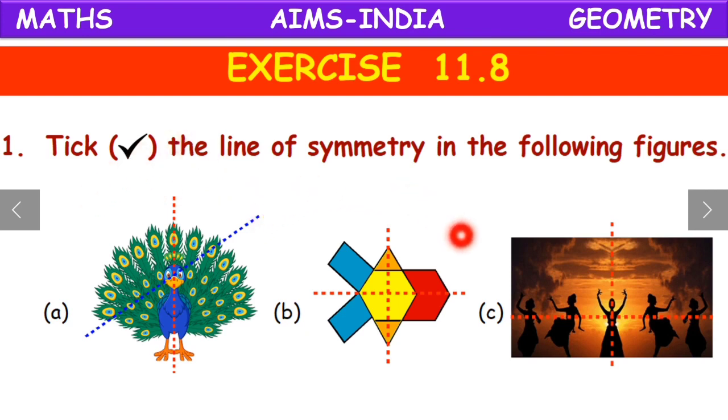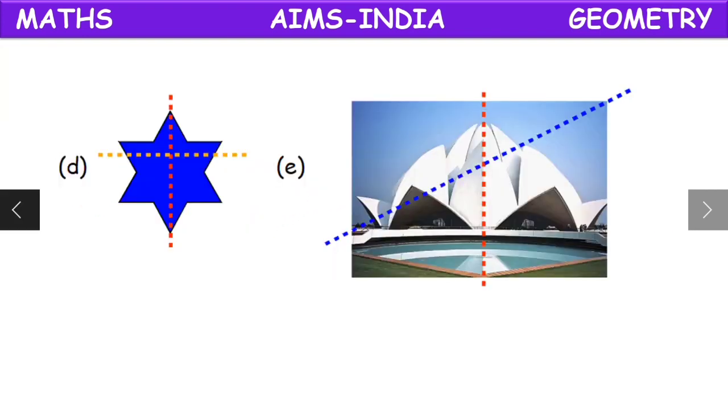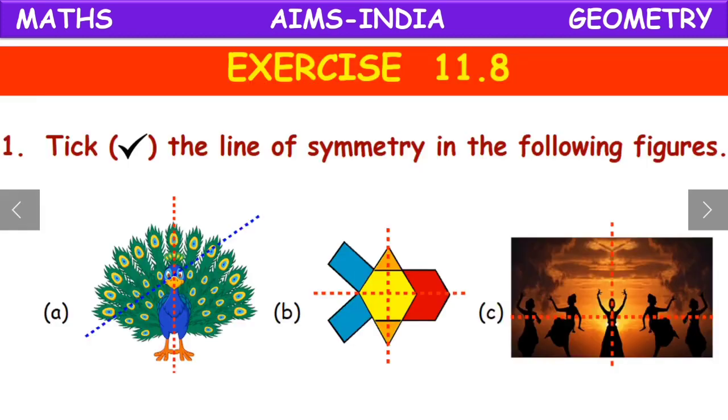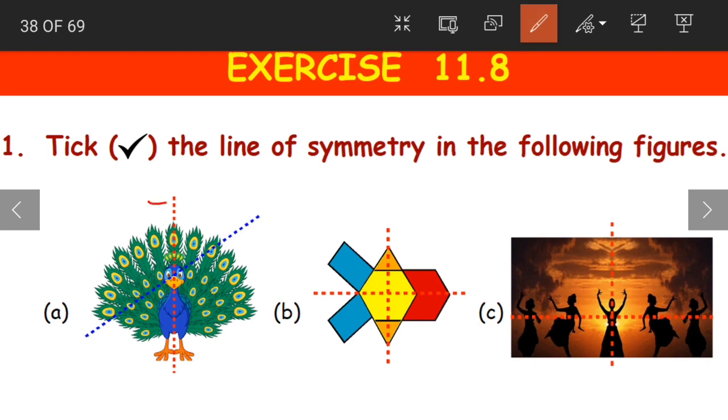Now tick the line of symmetry in the following figures. Now what should we do, children? In the figures, they have given us two lines. Line 1 and line 2. Now from these two lines, only one is the line of symmetry. The other is not a line of symmetry. So we have to tick the line which is the line of symmetry.